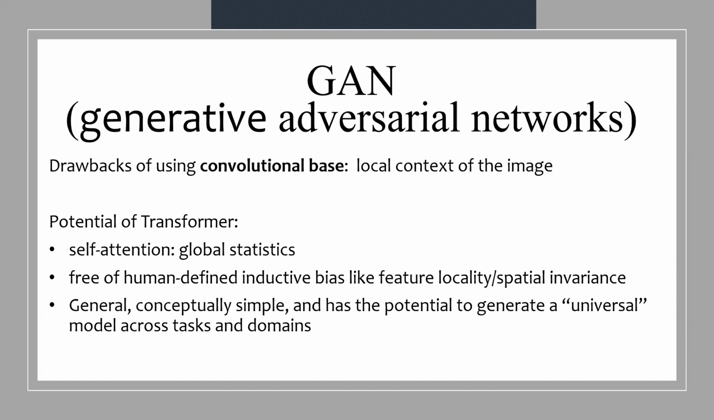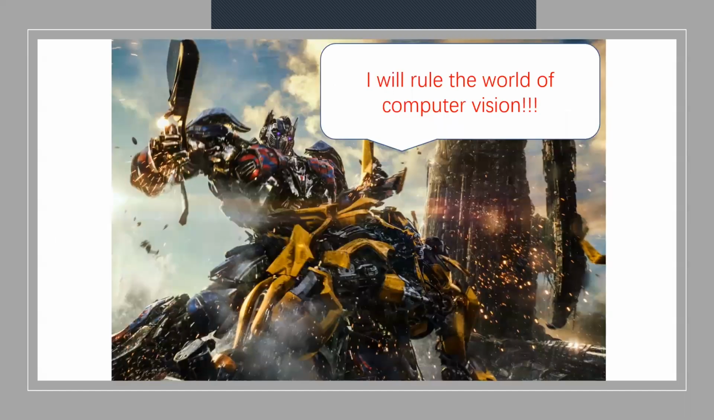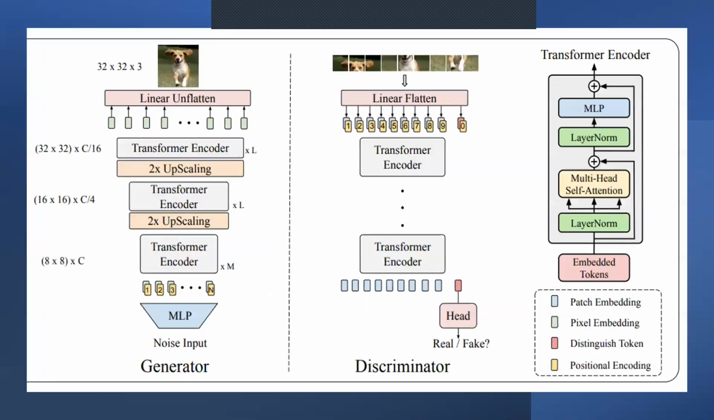First, it has strong representation capability and is free of human-defined inductive bias. In comparison, CNN has a strong bias towards feature locality, as well as spatial invariance, due to sharing filter weights across all the locations. Second, the transformer architecture is general, conceptually simple, and has the potential to become a powerful universal model across tasks and domains. Okay, let's now dive into the main pipeline.